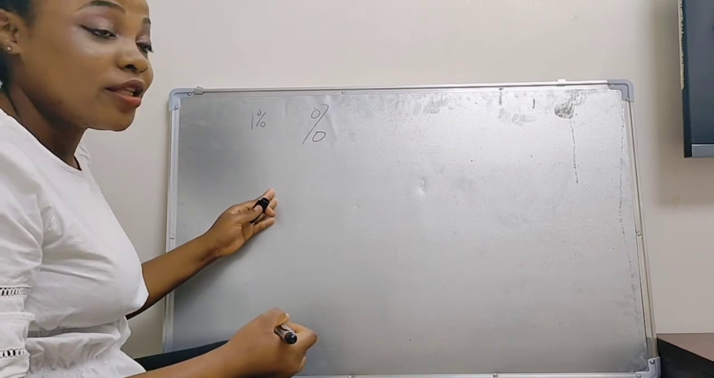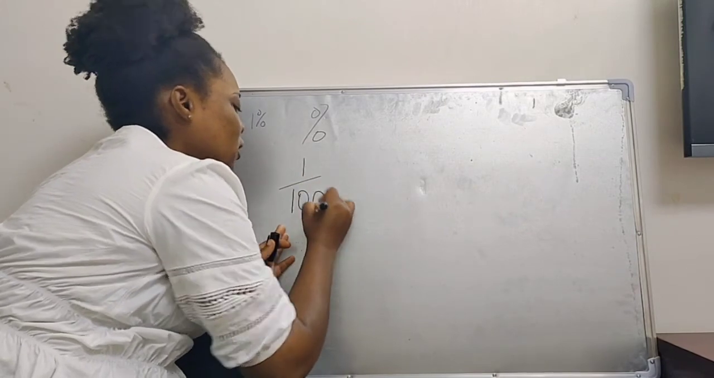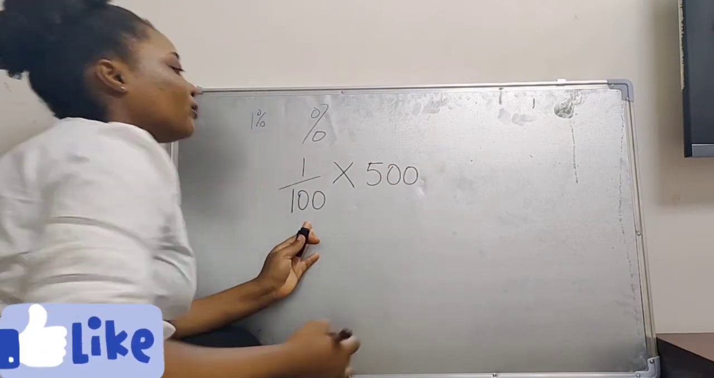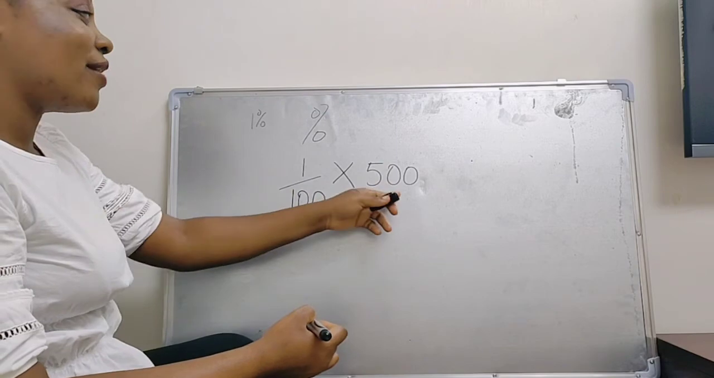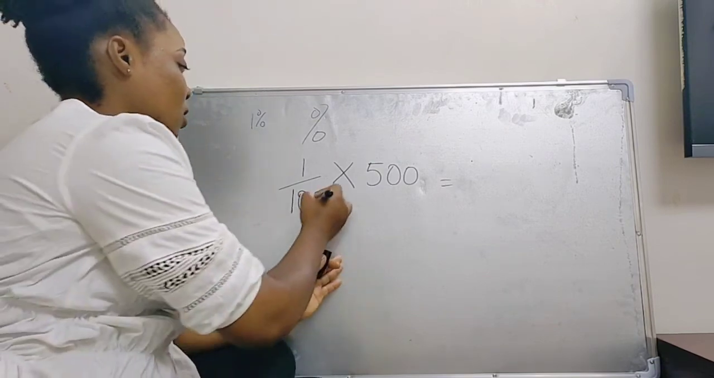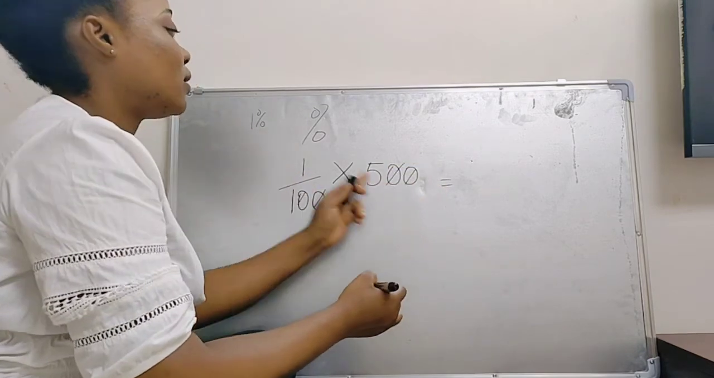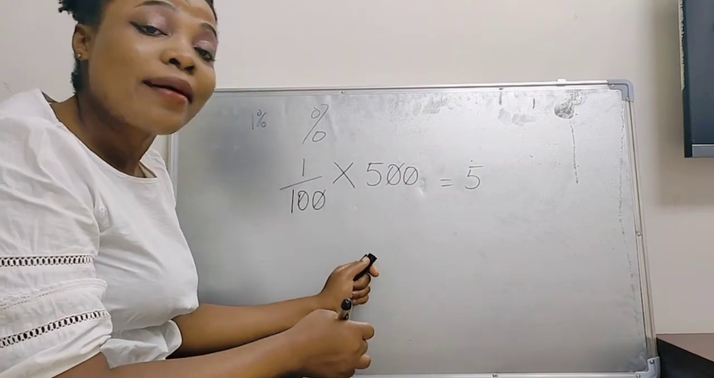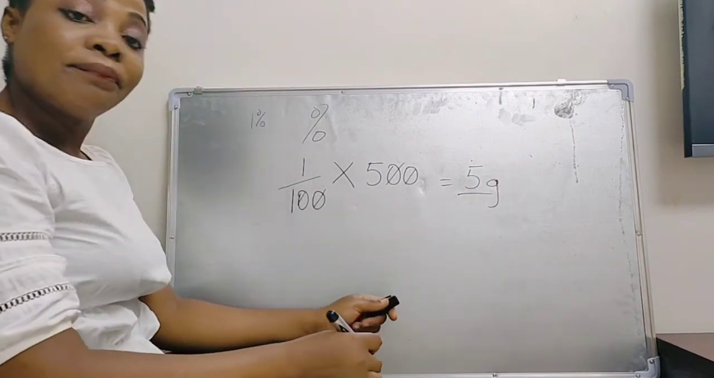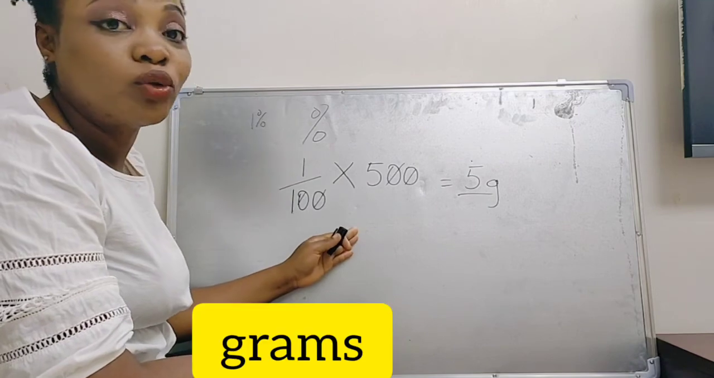I'm going to be using 1% of 500. 1% of 500 is going to give you how many grams? This we cancel. 1 times 5 is going to give you 5 grams. So this is in gram. That is the percentage you are going to add into your lotion. This is the first way I've shown you.